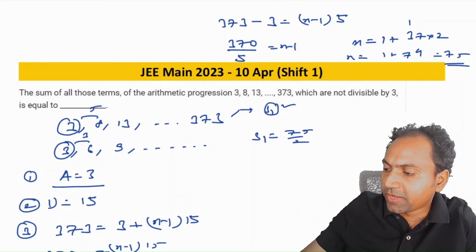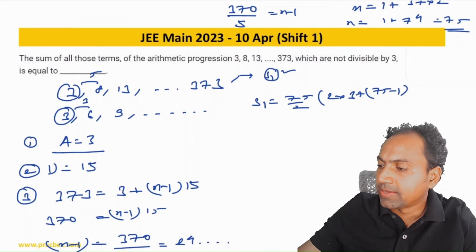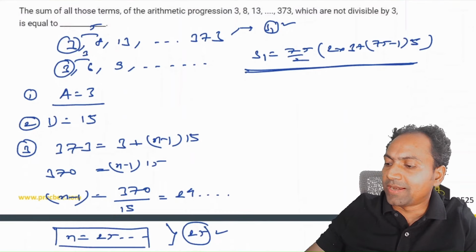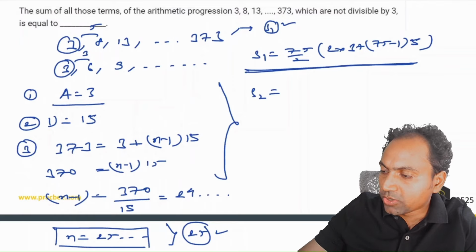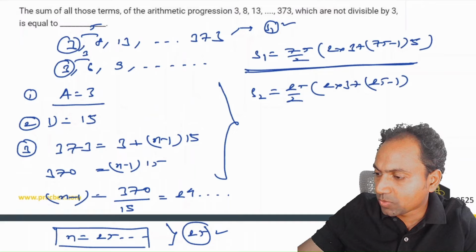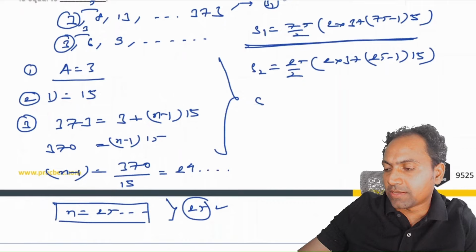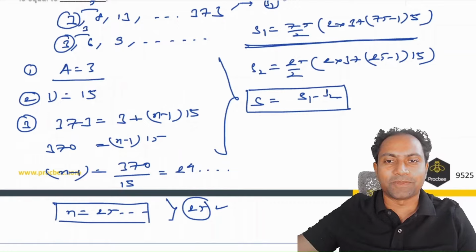So 75 by 2 into twice of a plus (75 minus 1) into d. And d in this case is nothing but 5. Now we'll find the sum of this series, that is my S2. And if I do that, there are total 25 terms. So 25 by 2 into twice of a plus (25 minus 1) into d, that comes out to be 15 now. And if you want to find the answer, my answer is nothing but S1 minus S2. You can do the calculation and get to the answer.